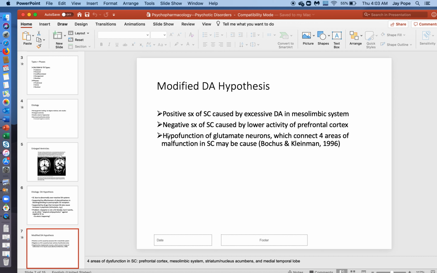It has also been noted that there can be hypofunction of the glutamate neurons, which connect the four areas of malfunction in schizophrenia. This may be a cause as well, and this was the work of Bacchus and Kleinman in 1996, which has led some people to say that something else is going on that's not just purely these dopaminergic systems. And down here on the bottom, I do list what those four areas of dysfunction in schizophrenia are.